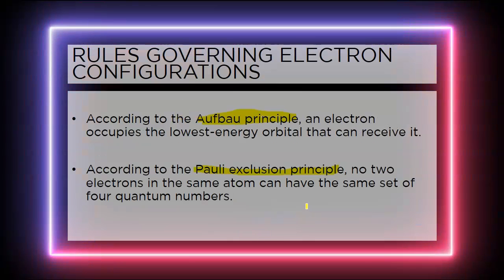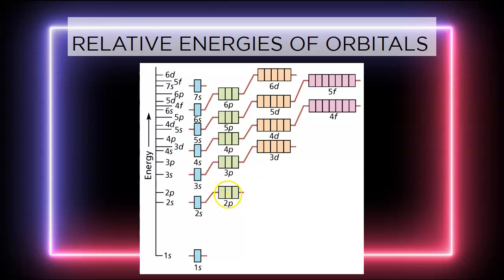I liken that to if you have a suite room in college, everyone's going to want their own room before you start having to share a room. So all the electrons, and we're only talking in one orbital, so for instance, the 3d orbital, all the electrons are going to fill up those 5 rooms essentially before they have to double up with one another.